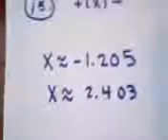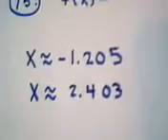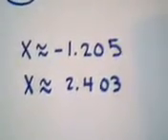There we go. So those are my two zeros. X is approximately negative 1.205, and X is approximately 2.403.